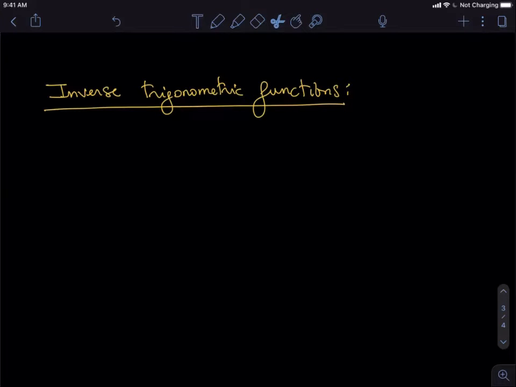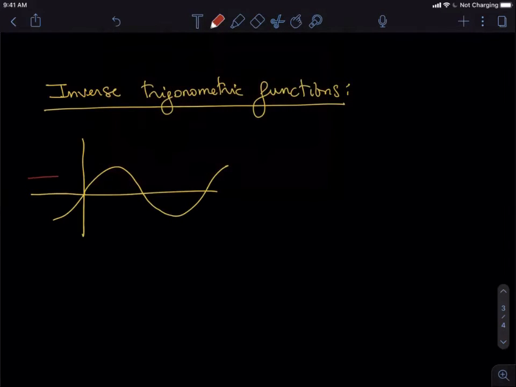So what happens with inverse trigonometric functions? The trigonometric functions we have seen, of course, are periodic. Okay, we have the sine of x, right? Which is not going to pass the horizontal line test.